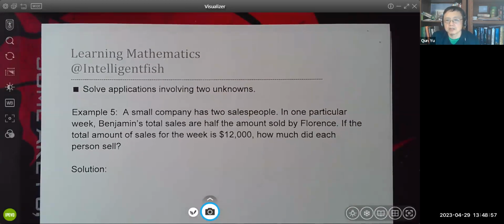We have another application problem. This time we have 2 unknowns. A small company has 2 salespeople. In one particular week, Benjamin's total sales are half the amount sold by Florence. If the total amount of sales for the week, both people's sales together, is 12,000, how much did each person sell?